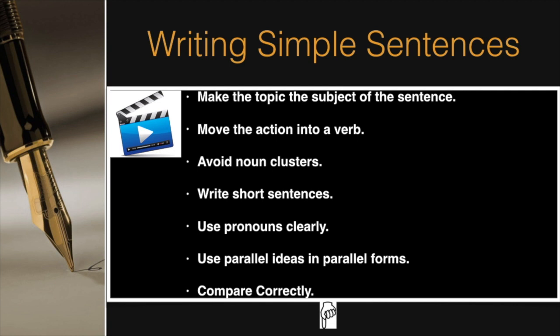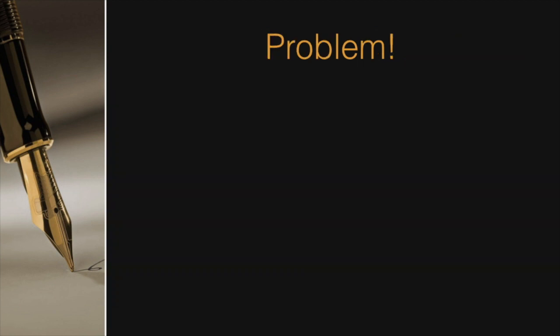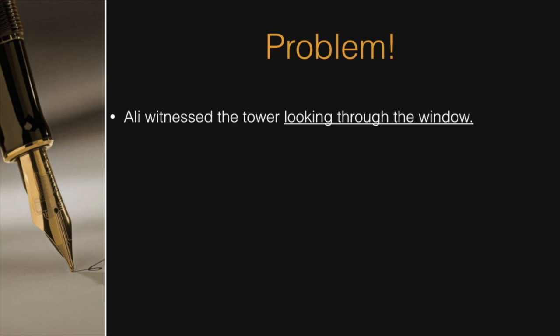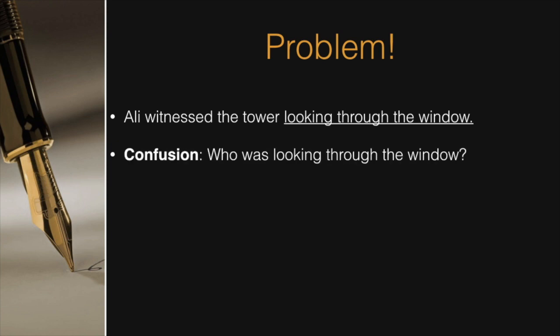Let's now discuss today's powerful idea. Check this sentence. Ali witnessed the tower looking through the window. Now, who was looking through the window? Was it Ali or the tower? Because there is this confusion, we say looking through the window is dangling or unclear. Of course, the tower cannot see, so it must be Ali who was looking.